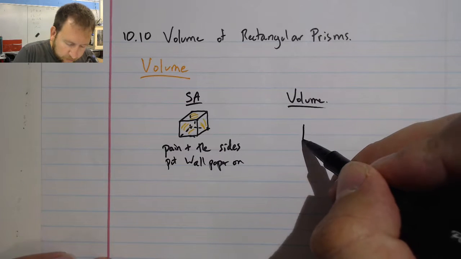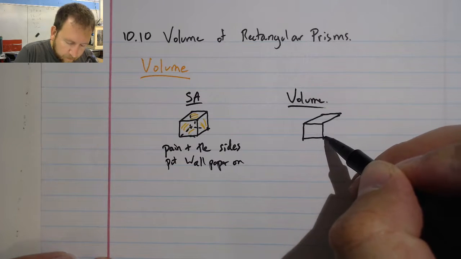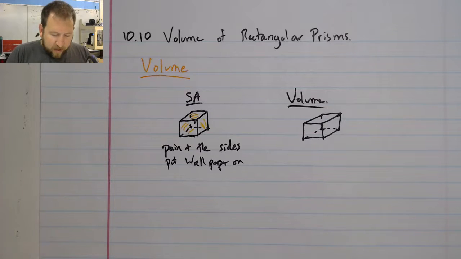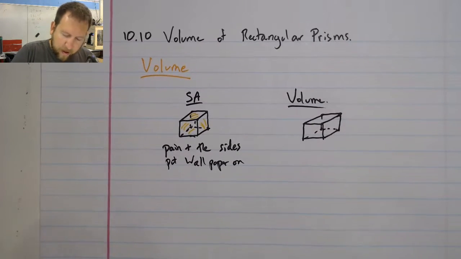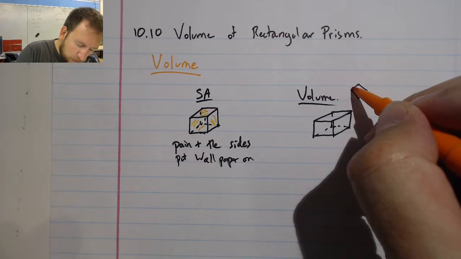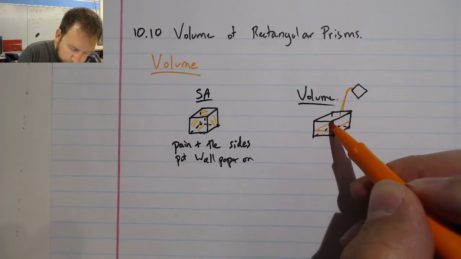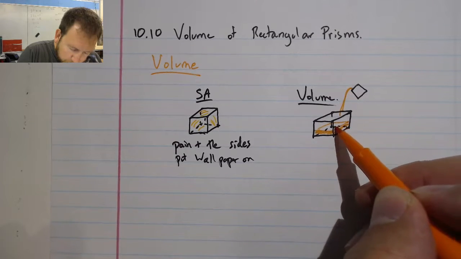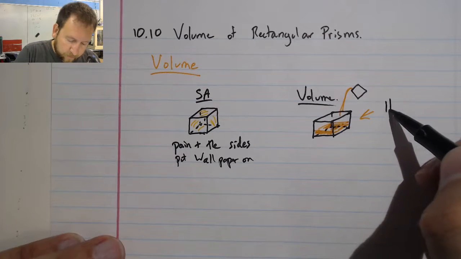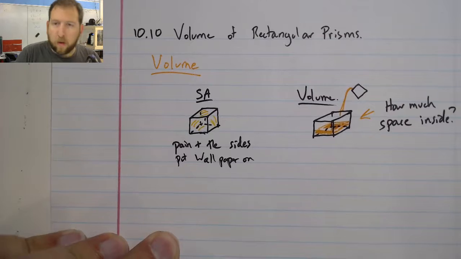Volume, let me draw my cube again. See if I can do better this time. Well, not really cube-like. It's more of a rectangular prism this time, but that's okay. And this time, I am kind of filling it up. It's almost like I have a bucket, and the bucket is kind of pouring out, and the space inside is kind of filled up here. And I'm filling it up as it goes, and I want to know how much space is inside, or how much space does the shape take up?